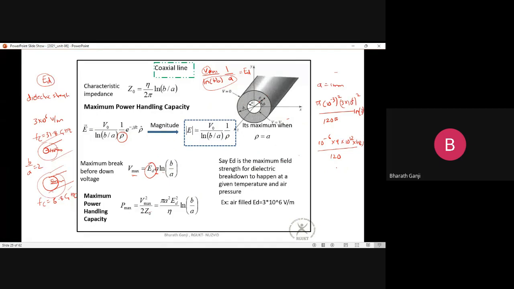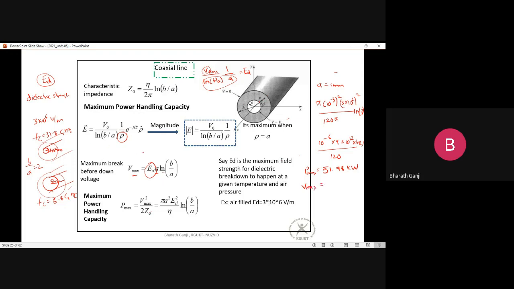So maybe I can multiply it with the 1000 here. Okay, so I'm getting it around 51.98 kilowatts. So this is the maximum power you can handle. This is the P max. Now let me calculate the V max also in this case.